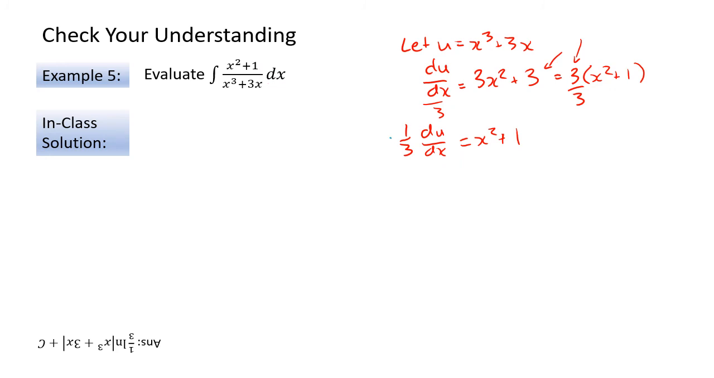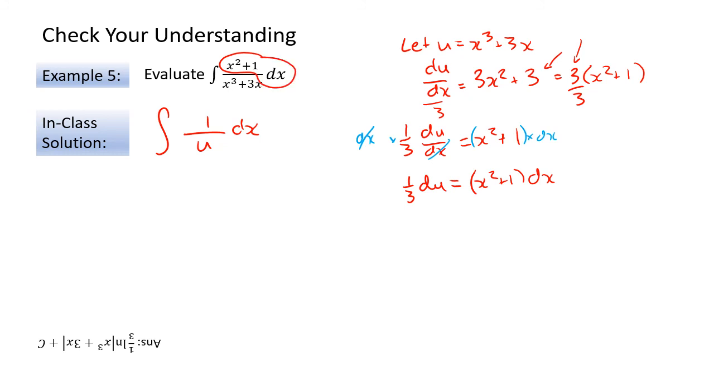So multiplying both sides by dx, the dx's cancel here, and we have 1 over 3 times du is equal to x squared plus 1 dx. So substituting all of these values in, we get the integral of x squared plus 1 dx just becomes dx. So we're left with 1 over x cubed plus 3x, which is u, times just dx. Okay, so I removed all of those terms.